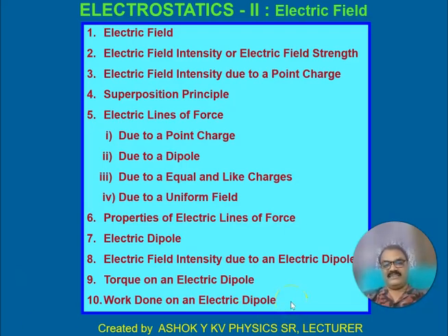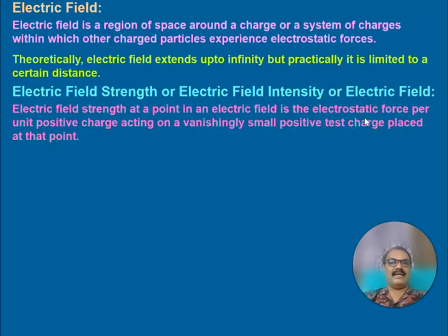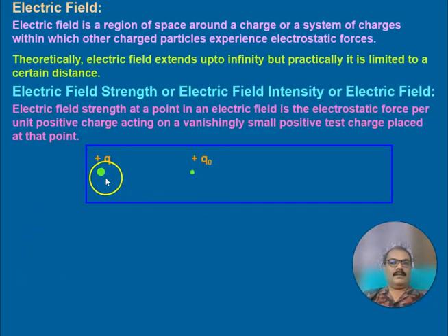Then work done on the dipole when it is placed in a uniform electric field. At that time you are going to see certain derivations. It's not that difficult. One should keep concentration, then you can understand. Let's start the things one by one. What is the electric field? You can see here, this is a big charge, that means a charge greater than the smallest charge.